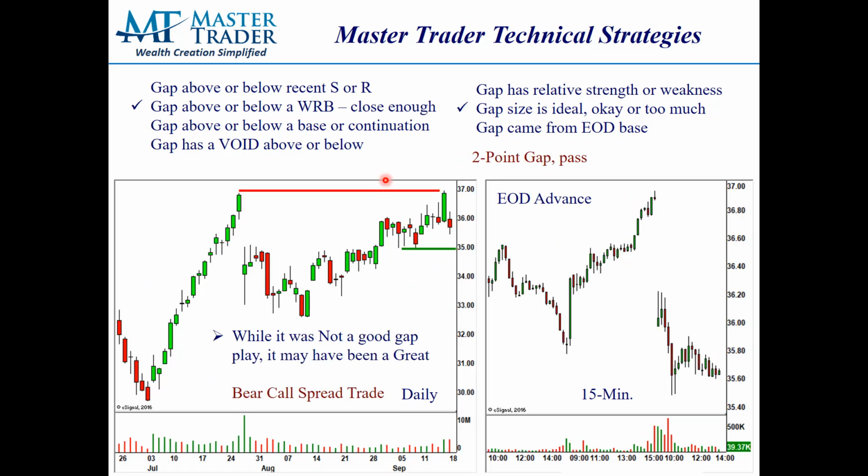Now, 2-point gap. We'll pass on this one. Gap above or below support or resistance. A gap below the wide range bar, so that's a point right there.